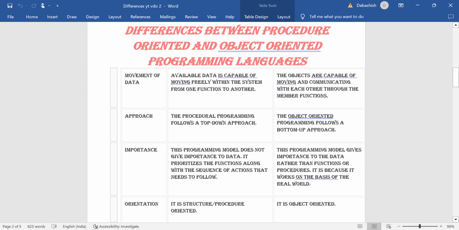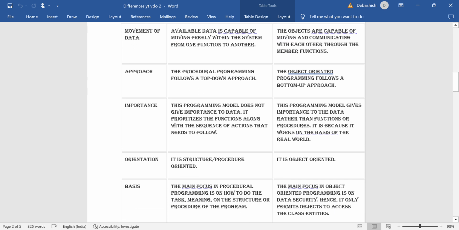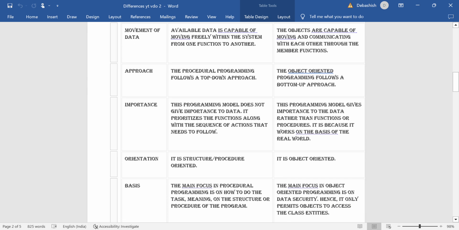The importance. The procedure-oriented programming model does not give importance to data. It prioritizes functions along with the sequence of actions that it needs to follow, while the programming model in object-oriented programming gives importance to data rather than functions or procedures. It is because it works on the basis of the real world.